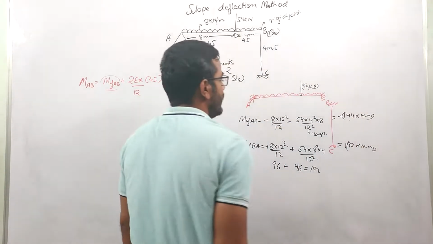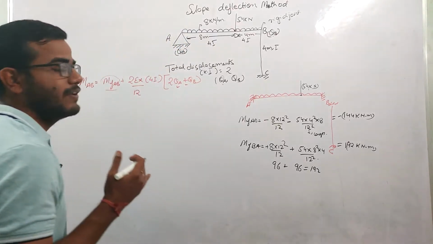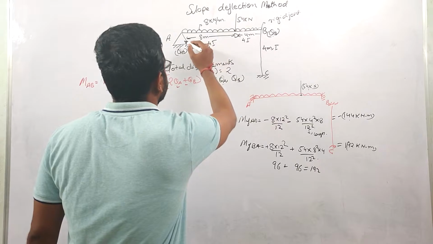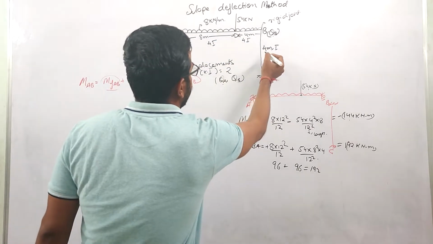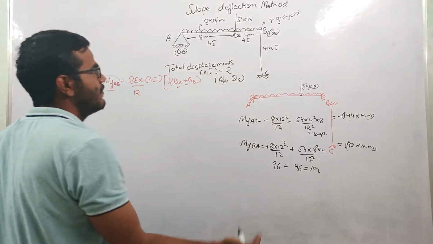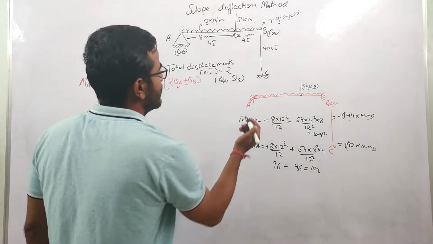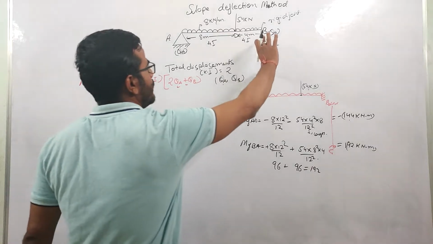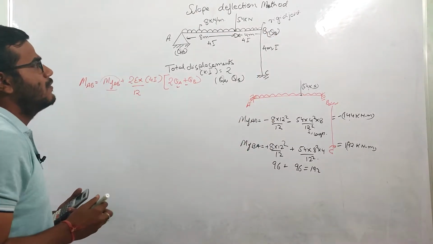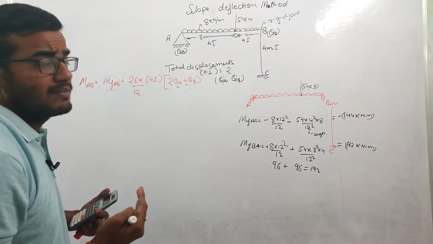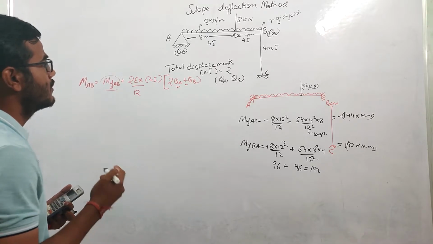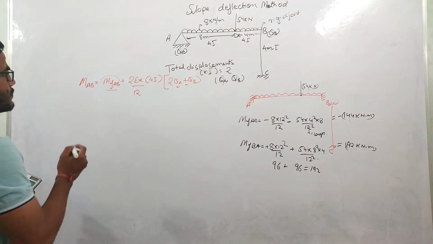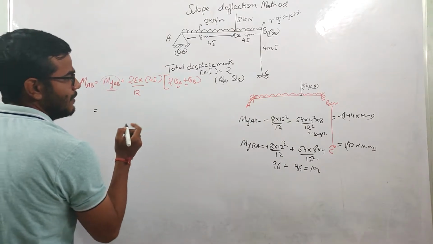So what we did over here is that we calculated the fixed end moments generated due to loads at these points A and B. At this portion there won't be any fixed end moment, because there is no load acting on this portion, this column BC. The purpose of these fixed end moments is that they are responsible for the displacement components. So now let us put the values in this equation.